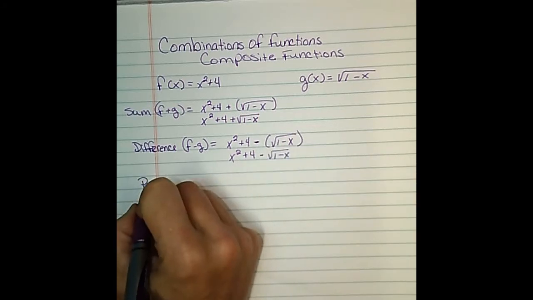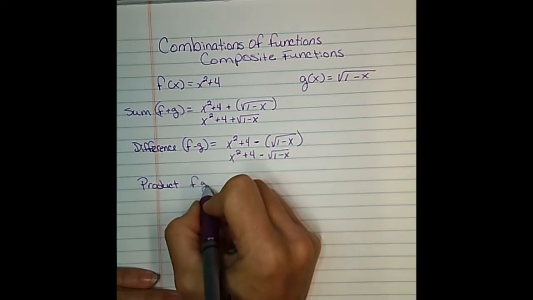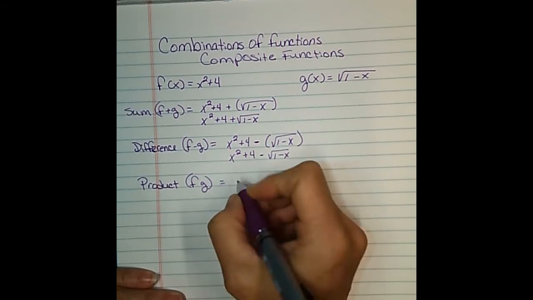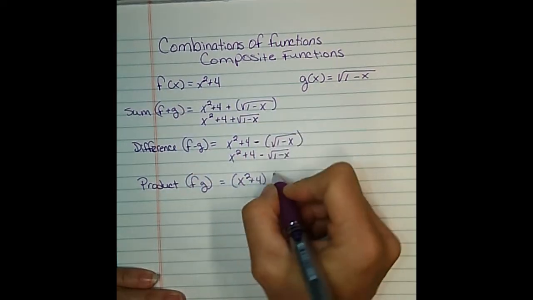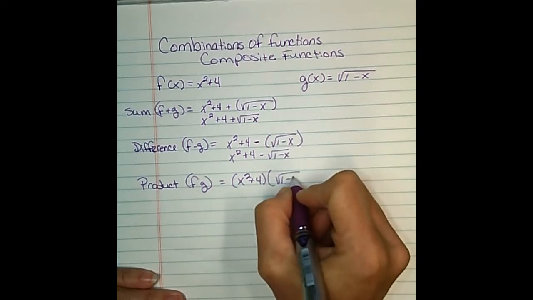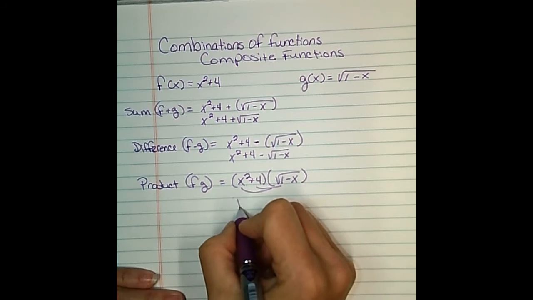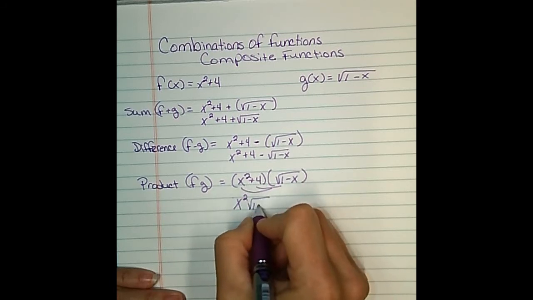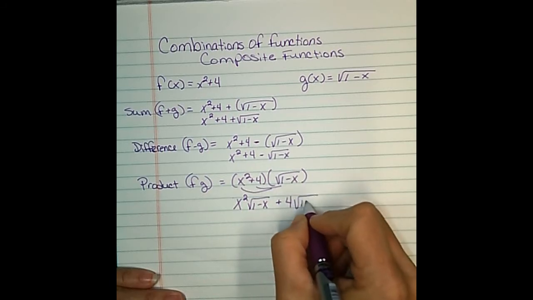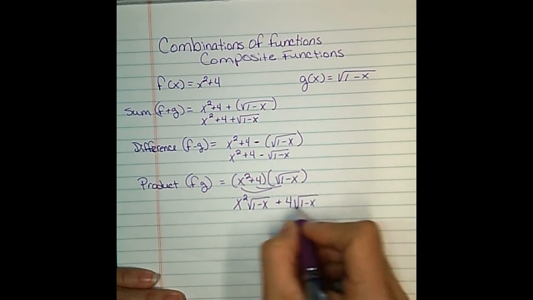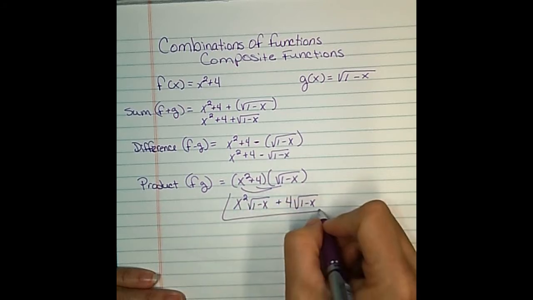And now let's find the product, f times g. Well, my f function, x squared plus 4, times the square root of 1 minus x. So what we're going to do is distribute. It gives me x squared times the square root of 1 minus x, plus 4 times the square root of 1 minus x. We cannot combine these terms because there are no like terms, so that's my final answer.